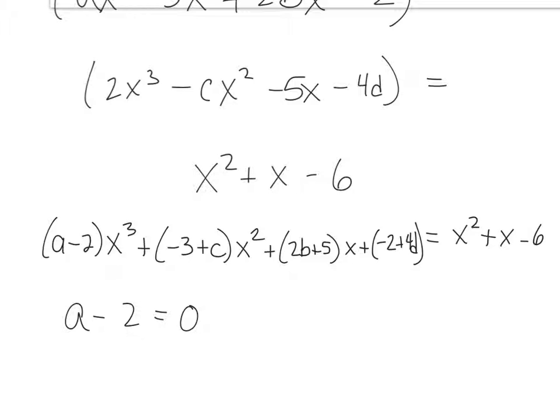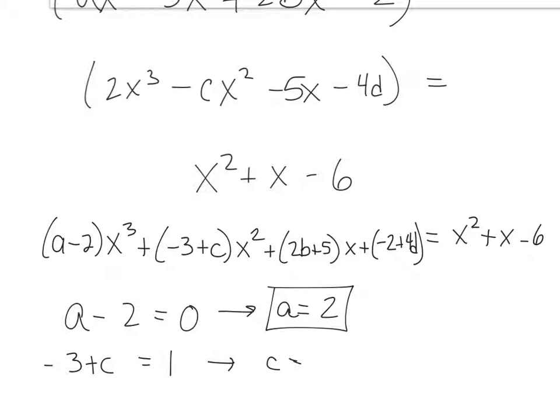So what can you conclude automatically? A equals? Anybody? Thank you. Good. Okay, too simple, right? You can just answer out loud. That's fine. So A is 2 from that part. Then we go to the next part, and we see that we have a negative 3 plus C. And that equals the coefficient of x squared, which is 1. Therefore, we can find C. Actually, we don't need a matrix, do we? We can add the 3 over, giving us C equals 4.